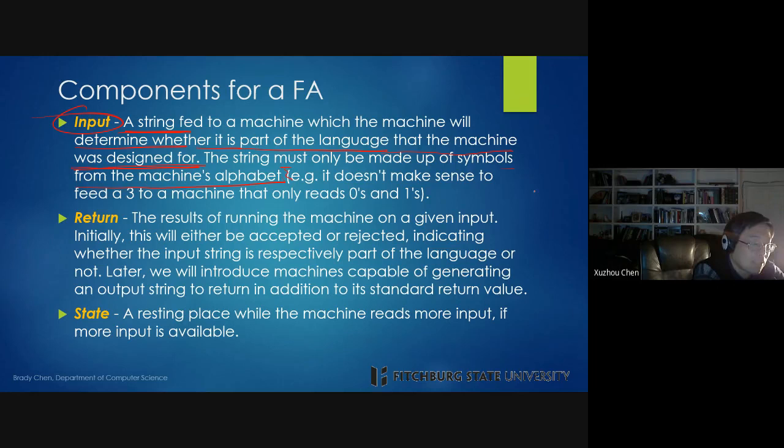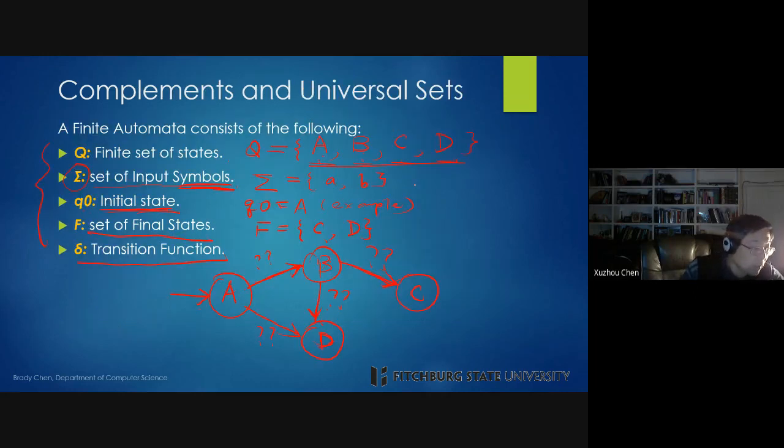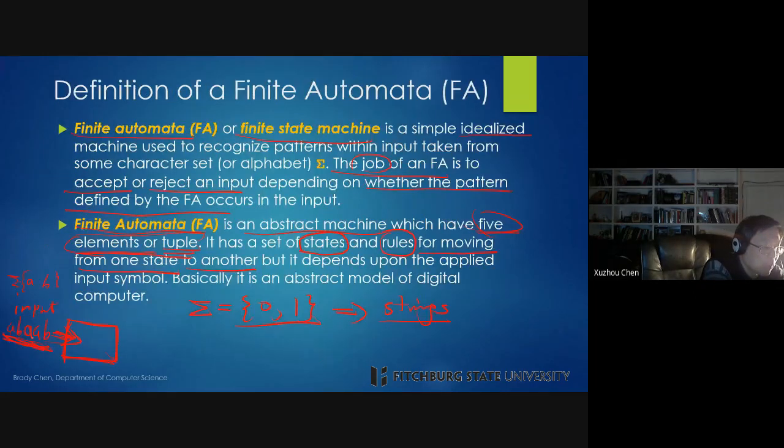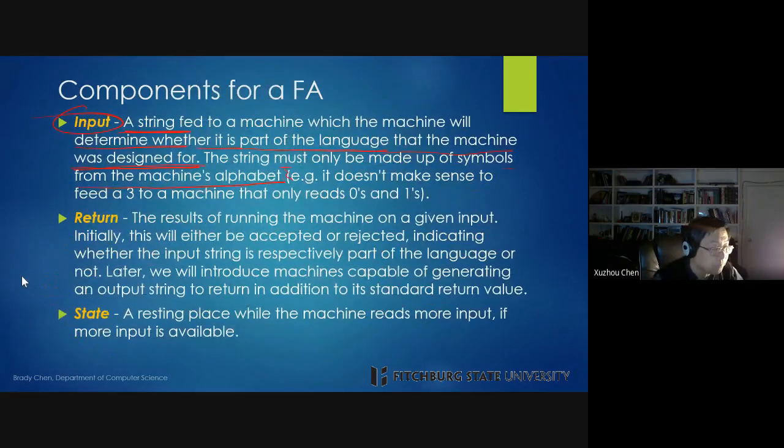It does not make sense to feed a 3 to a machine that only reads 0 and 1. So that basically means that once we feed the string, the symbols in the string must actually be in the alphabet. Okay. So that's the input.